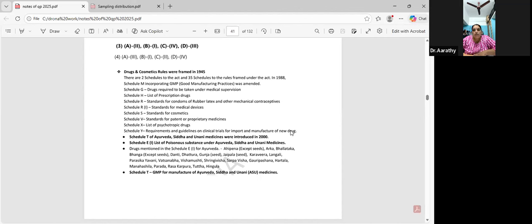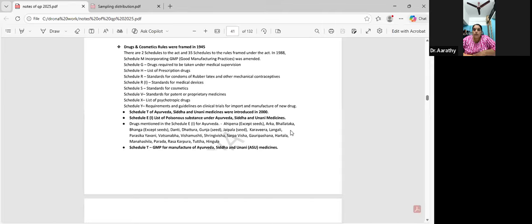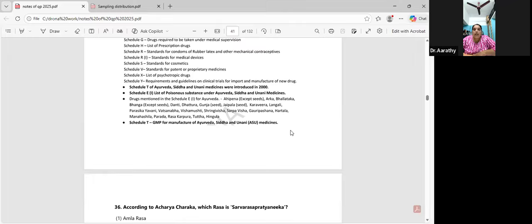Y. So it is for the requirements and guidelines for clinical trials. So you can ask, why clinical trials? You can relate it that way. Also, you need to keep note of the years. And another important thing is Schedule E1, where you have those Upavishas, drugs mentioned in Ayurveda. Okay.